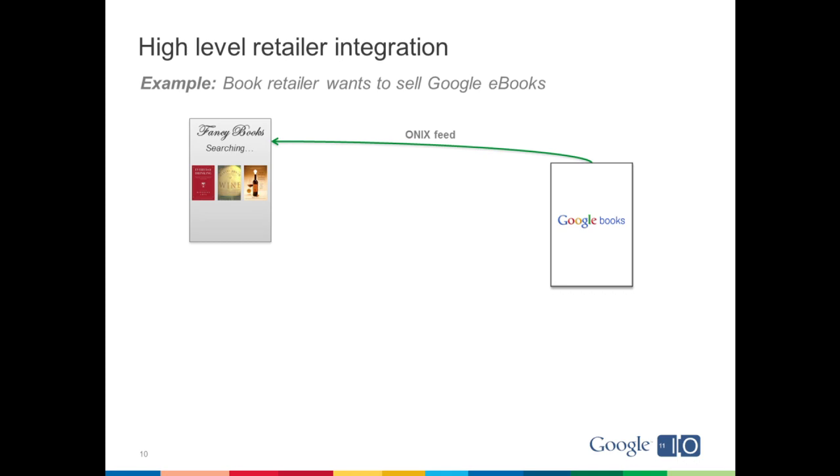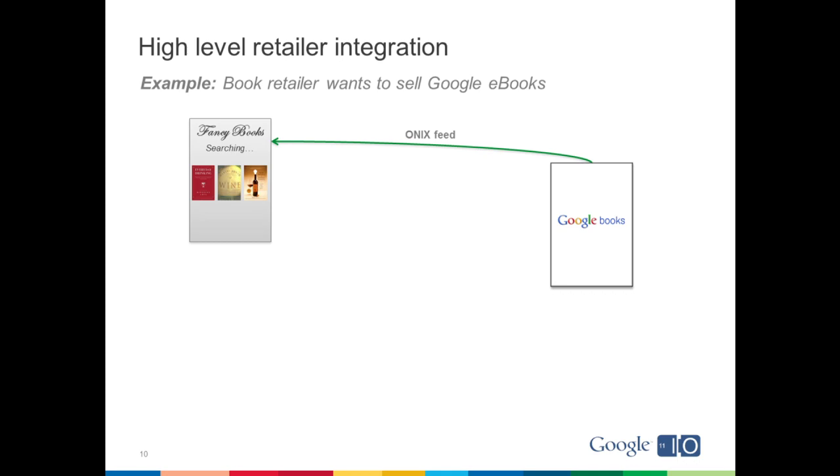This Onyx feed is a very detailed catalog of all the books that are available for sale and a lot of information about those books. So metadata, publisher information, wholesale price, discount codes, et cetera. And what it lets Fancy Books do is incorporate the entire Google eBook catalog into their overall catalog, so they can provide their users the ability to search across both sets of data.